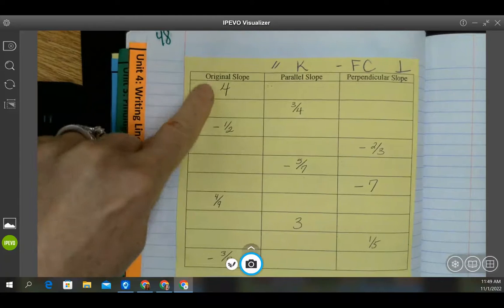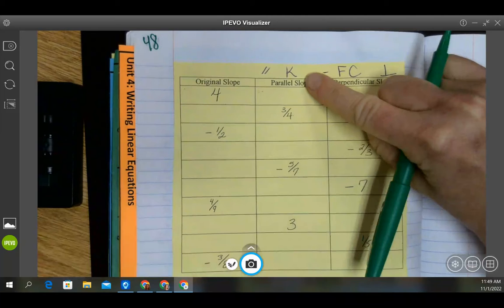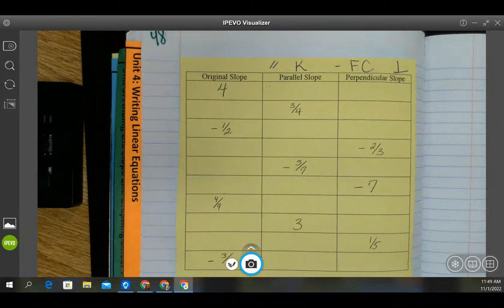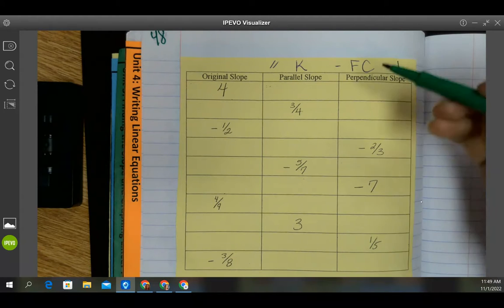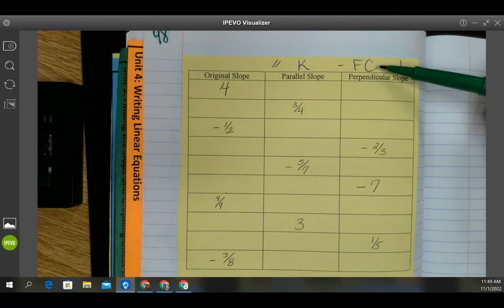an original slope. Then to find the parallel slope, it would be the same. We would keep it. Keep the same slope. If we have a perpendicular slope, we will flip change. So that's the opposite reciprocal. Here's the symbol for perpendicular.